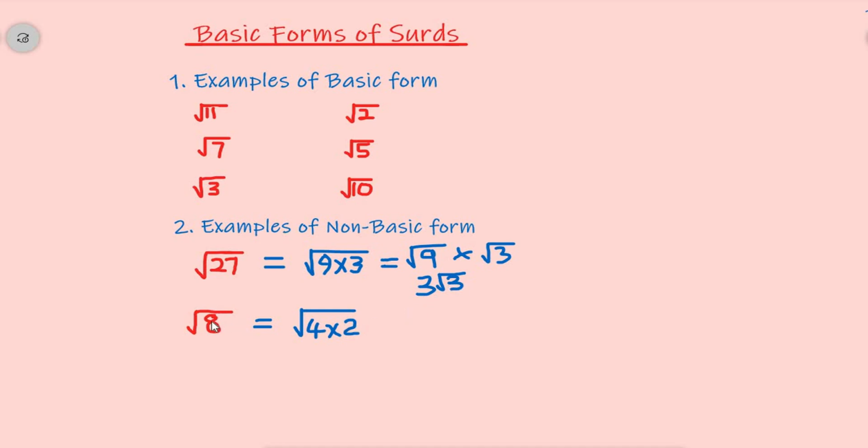But look at this one again. The square root of 8 is the square root of 4 times 2. This one is broken down further into 2 factors, where one of them, that is 4, has an exact square root. The square root of 4 is 2, but the other one does not have an exact square root, so it will still give you 2 root 2. That is the answer. So let's go to another aspect of surds.